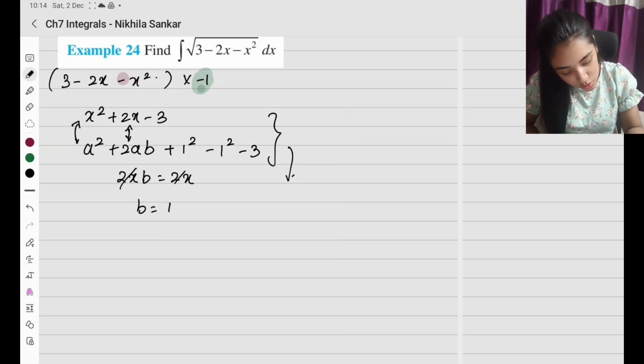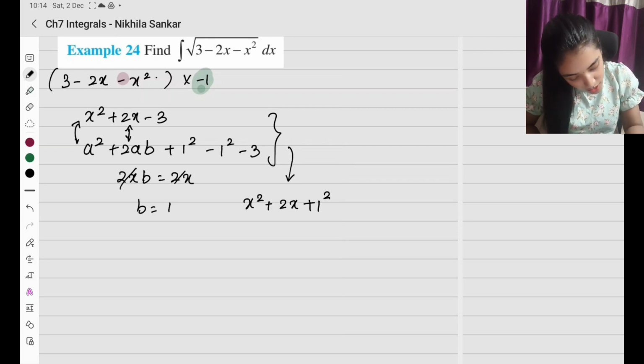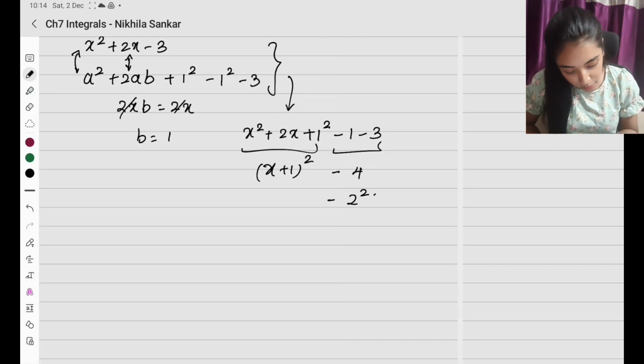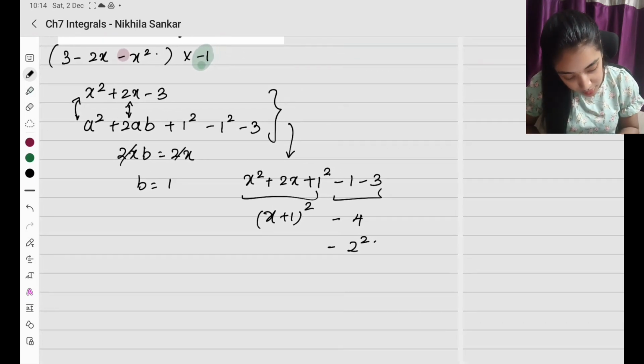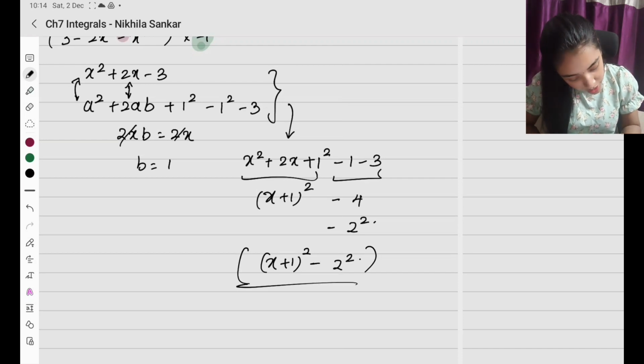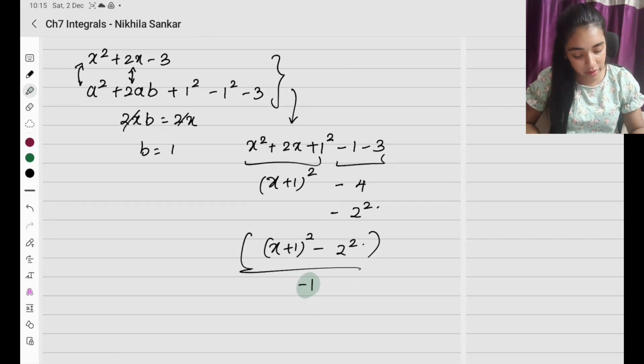So from these two, how does my equation change? X square plus 2x plus 1 square minus 1 square minus 3. So this is nothing but x plus 1 the whole square, and this is going to be minus 4, which is minus 2 square. Okay, so my question looks like, remember this is going to be x plus 1 the whole square minus 2 square, but remember to divide by minus 1. Because here we multiplied by minus 1. Remember to divide again by minus 1.